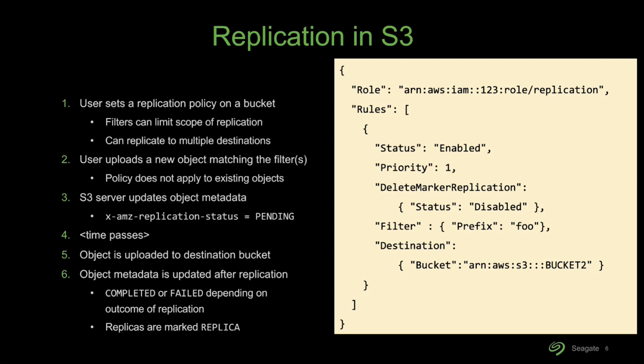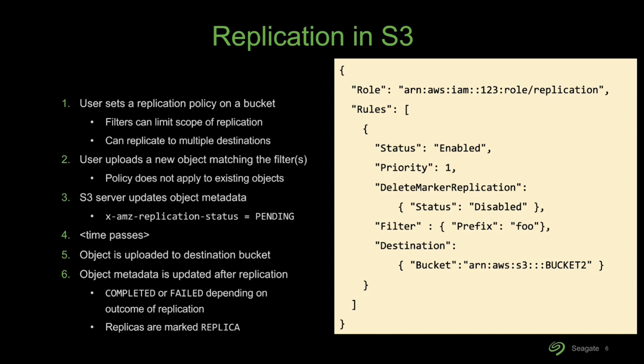So after you've placed one of these policies on a bucket, the user uploads an object to that bucket, and if it matches one or more of the filters, then we are going to replicate that object. The S3 server will put some metadata on there, a special field, X-Amz-Replication-Status, that shows up a lot in this talk, and it'll be marked as pending. But then the object put succeeds, the user gets an OK and continues with their work.